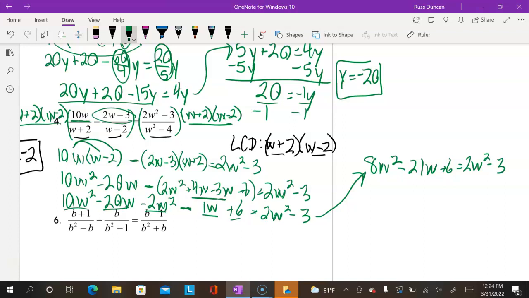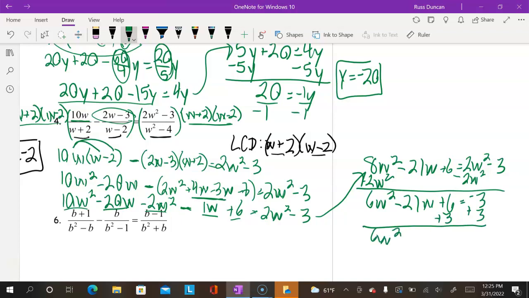So remember, we're trying to solve for w. Now, when we have a quadratic, this is going back and reviewing the last unit. When we have a quadratic, we have to get everything to one side. We have to zero out a side to be able to solve this. We did not do this a lot in that unit because I gave you Desmos, but let's do that. Let's get everything to one side. I'll show you two ways to do it actually. So if I minus 2w squared, I get 6w squared minus 21w plus 6 equal negative 3. Add 3. 6w squared minus 21w plus 9.